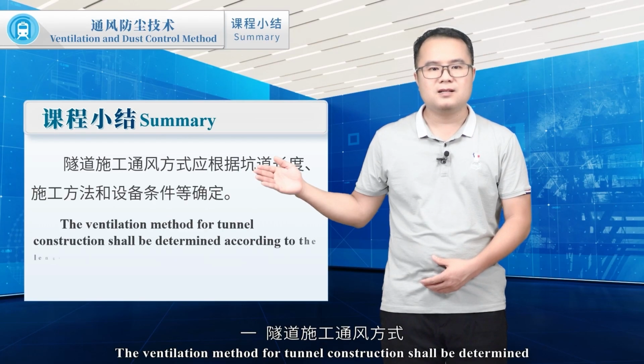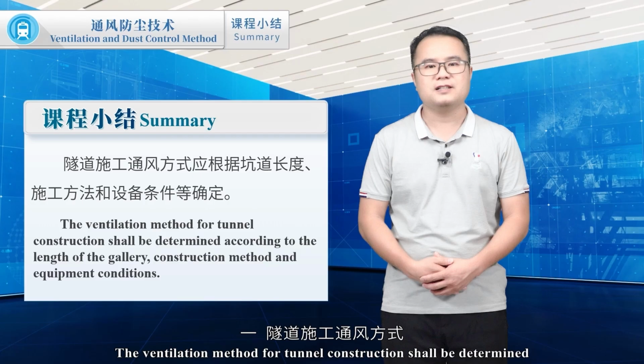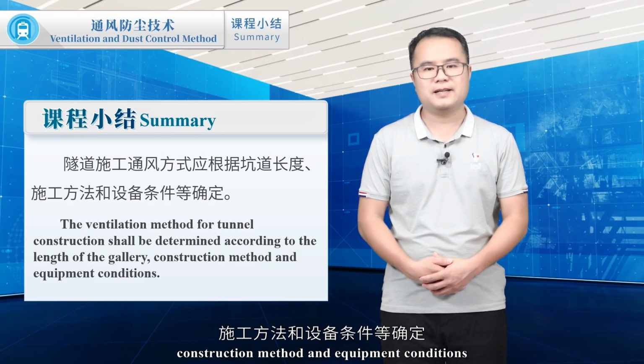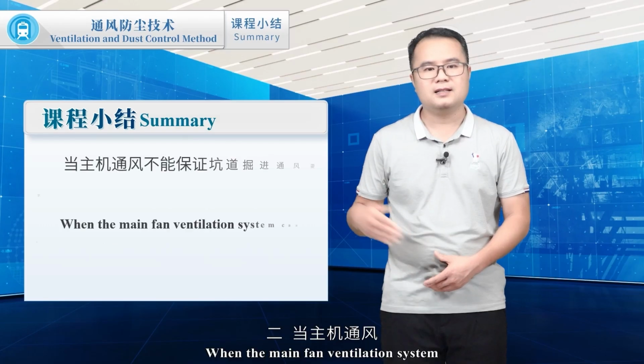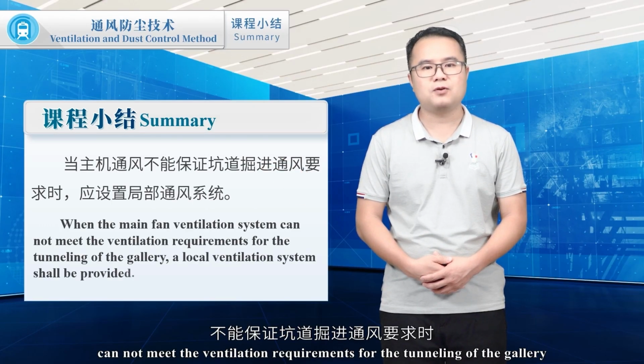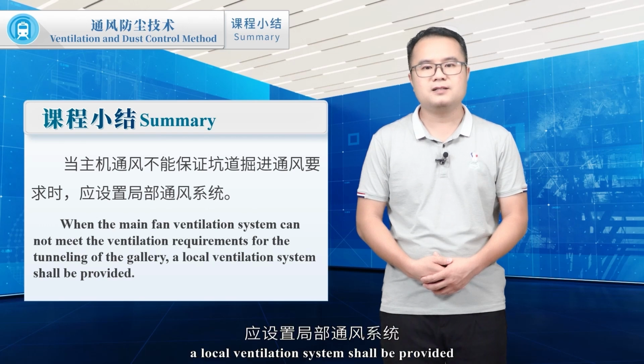The ventilation method for tunnel construction shall be determined according to the length of the gallery, construction method, and equipment conditions. When the main fan ventilation system cannot meet the ventilation requirements for the tunneling of the gallery, a local ventilation system shall be provided.